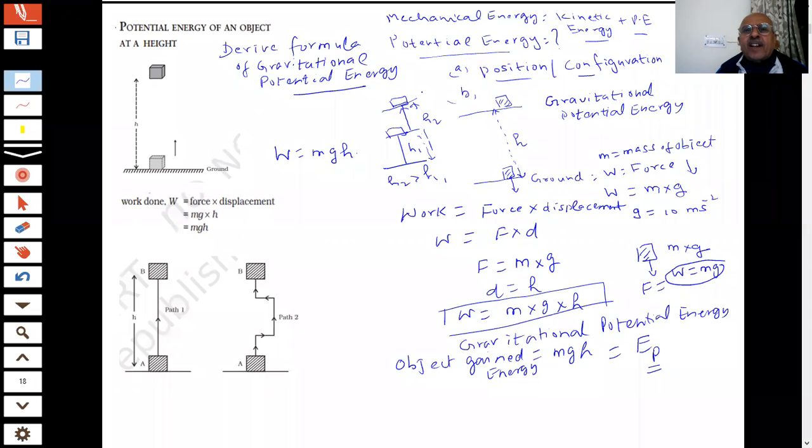That means once the energy is stored, this body is capable of doing the work. Whenever a body has the ability to do work, that is what we are saying: energy is the ability to do the work. It's not necessary that if an object has energy, it will do the work. It may do it at some other point, students.